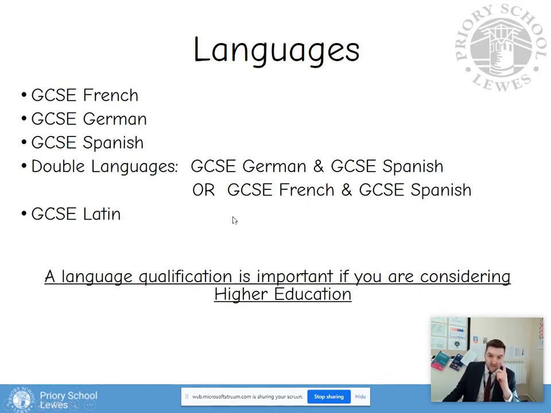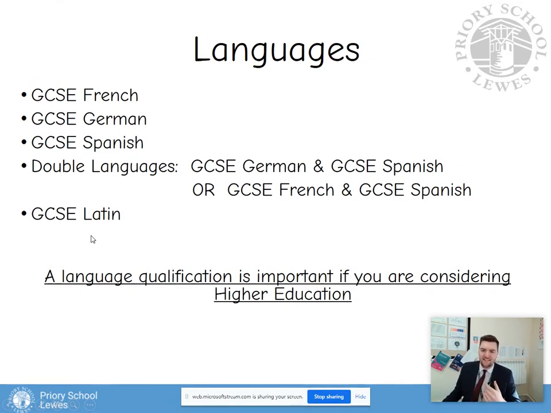So imagine you wanted to do GCSE French and GCSE Spanish. By the end of year 10, you've worked all the way through and done your GCSE French exam, and then you do your GCSE Spanish afterwards. So there might be a few of you that feel that you want to take that challenge, but otherwise we'd encourage you to be doing French, German, Spanish.